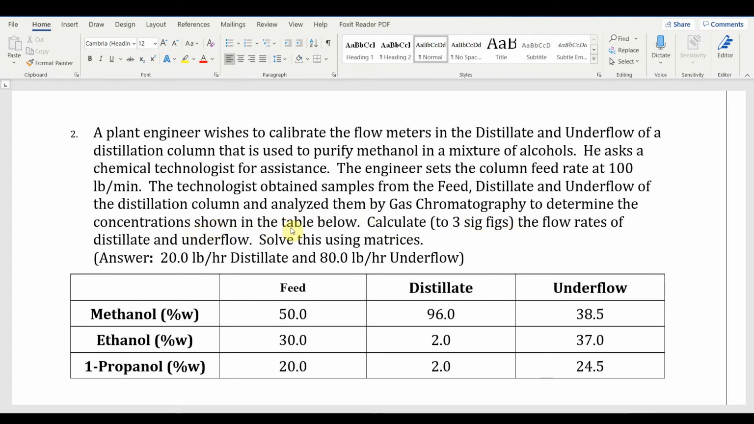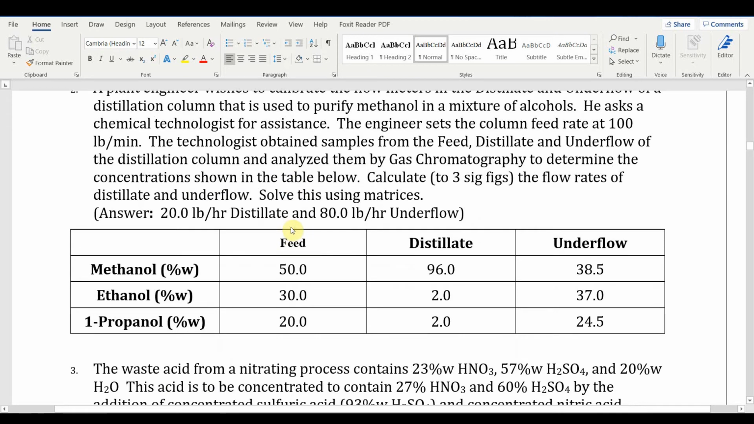Solve this using matrices. So here we have the feed rate is 50% by weight methanol, 30% by weight ethanol, 20% by weight 1-propanol, for a total of 100%. The composition of the distillate is 96% methanol, 2% ethanol, 2% propanol, for a total of 100%. The composition of the underflow is 38.5% methanol, 37.0% ethanol, 24.5% 1-propanol, for a total of 100%.